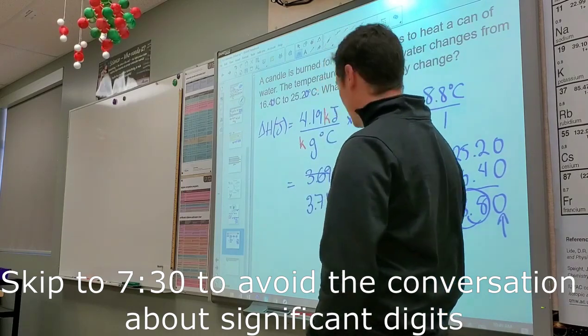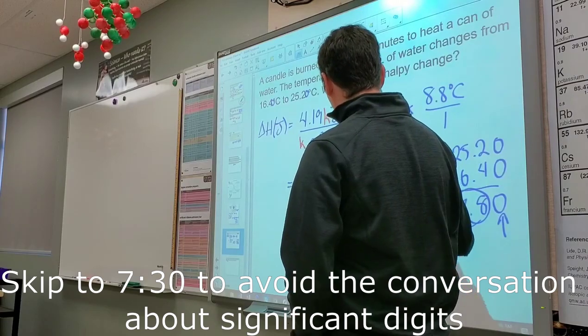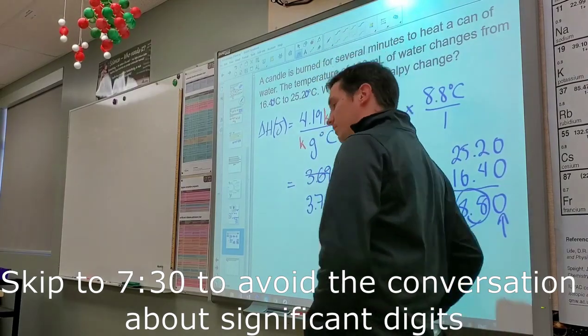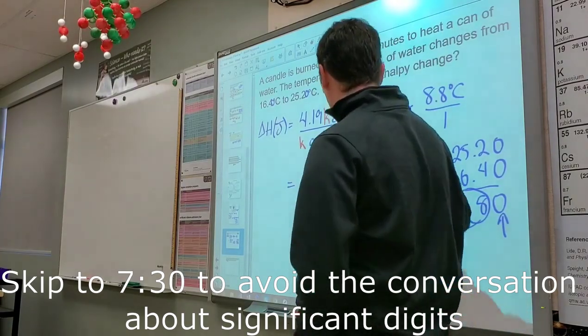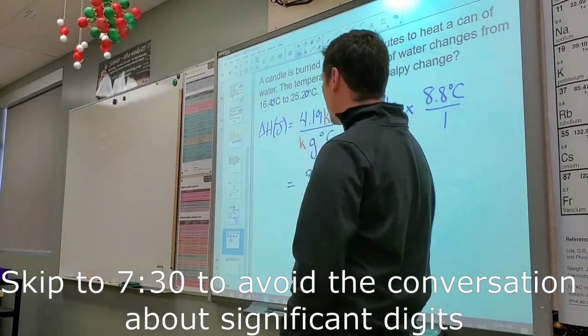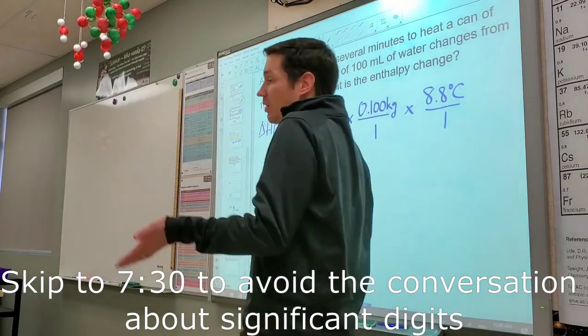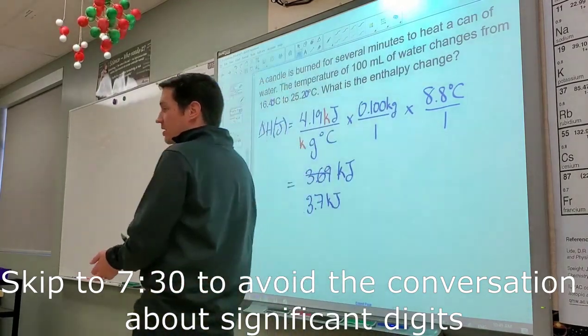Okay. So your answer would be 3.7, right? Yeah. If it was like multiple choice, I would never give you 2 answers that were rounded to different significant digits. I'm not testing you on significant digits.